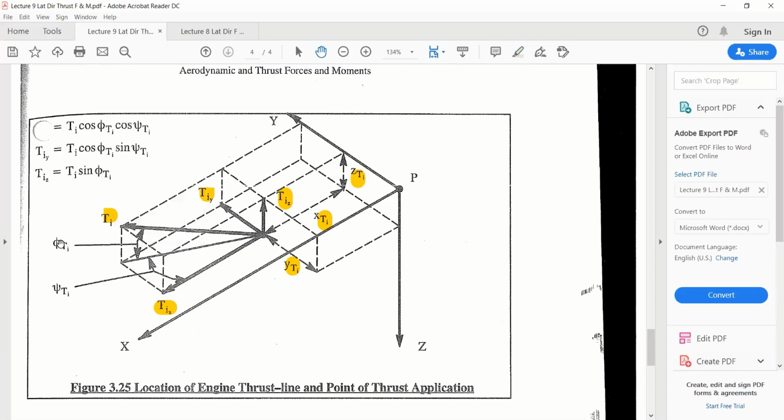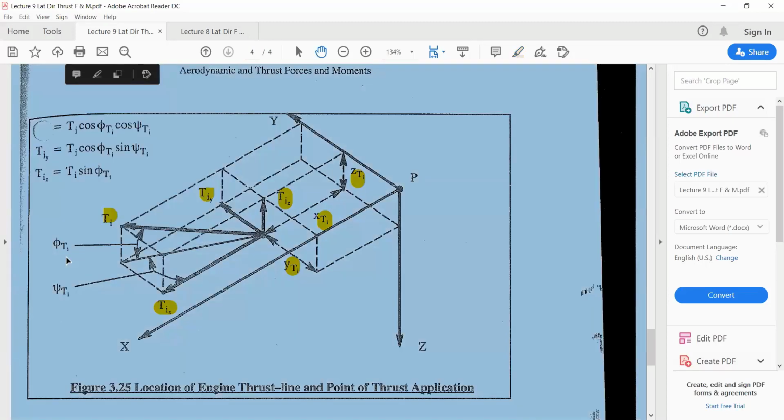Why is it not highlighting anymore? Yeah, I'm still getting used to this.